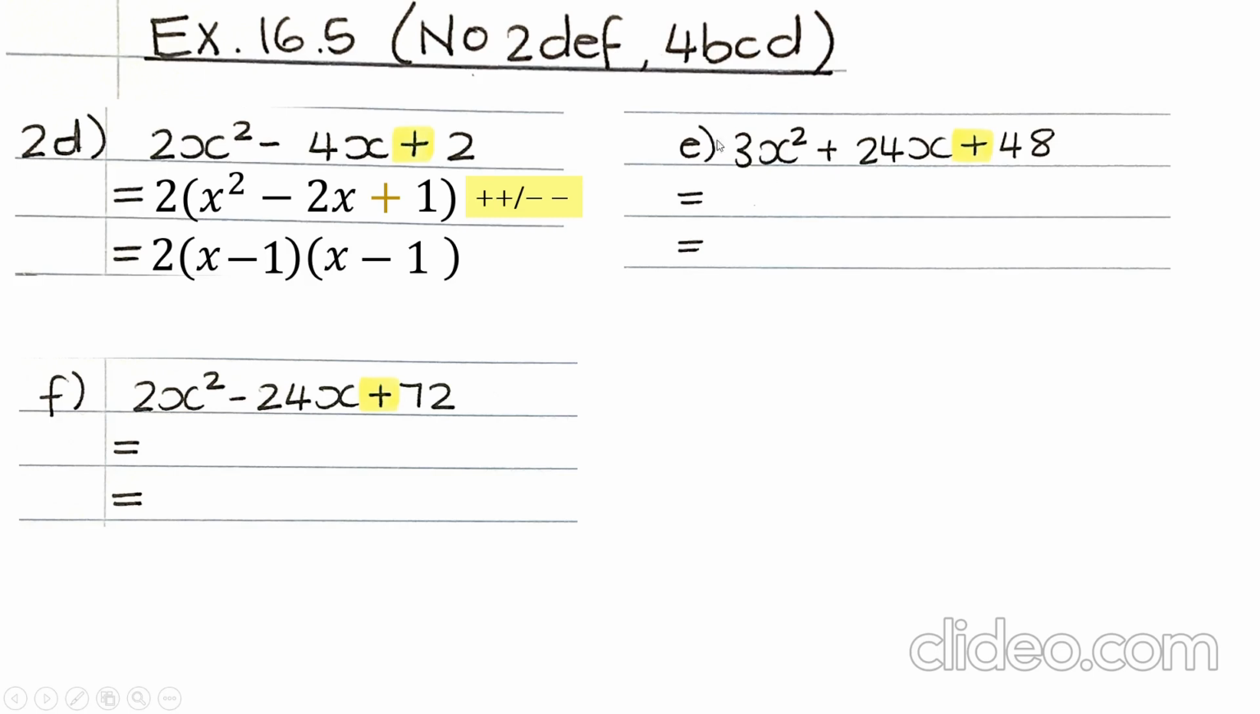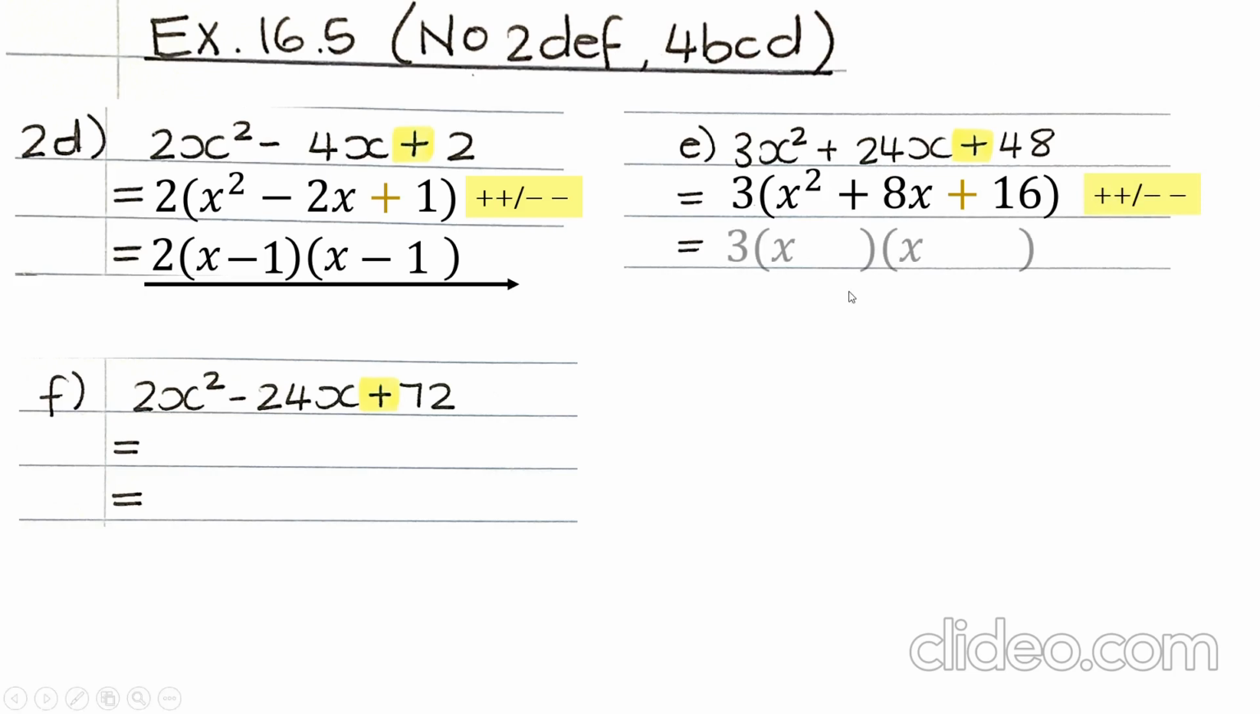E, again, the x squared has a number in front of it, a 3, so I'm going to divide through by that 3, and this is what I'm going to get. So 3 divided by 3 is 1, 24 divided by 3 is 8, and 48 divided by 3 is 16. Then again, I've got a positive last term, so I'm going to have either 2 pluses or 2 minuses in my bracket.